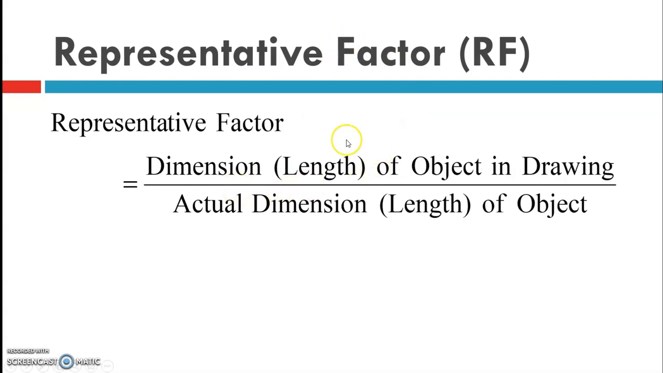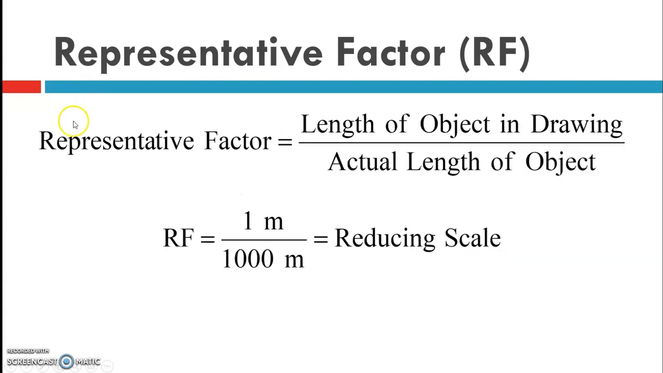Now what do we mean by dimension? Generally we consider length as a dimension. So the representative factor is the length of object in drawing divided by actual length of object. So if the length of object in drawing is 1 meter and the actual length of the object is 1000 meter, what are we representing? We are representing 1000 meter, that is 1 kilometer of actual object, by only 1 meter in drawing, and therefore it is known as the reducing scale.